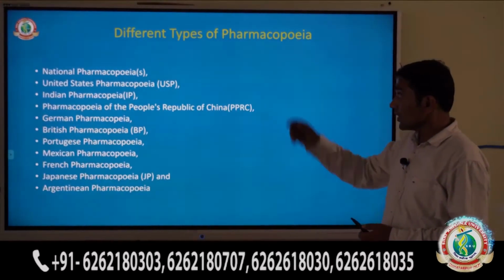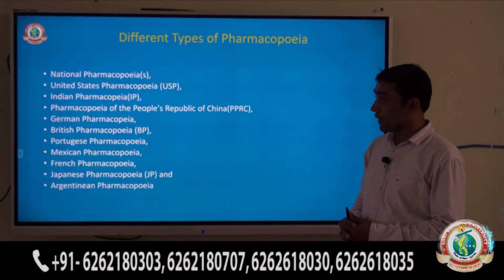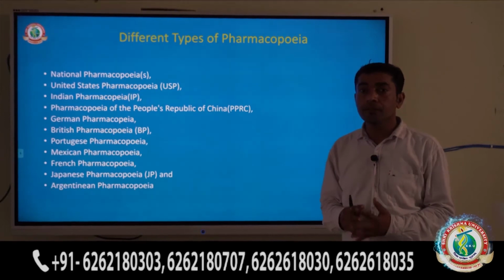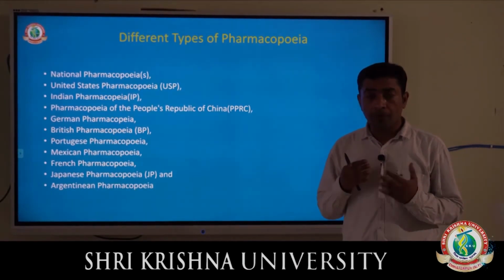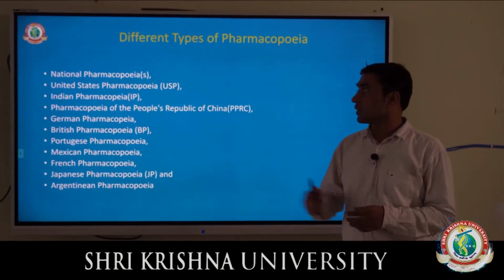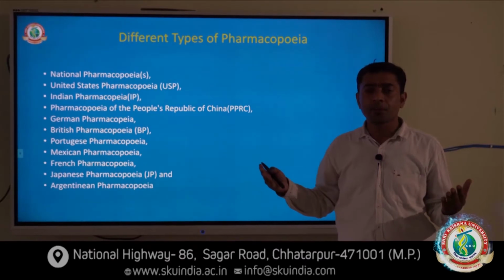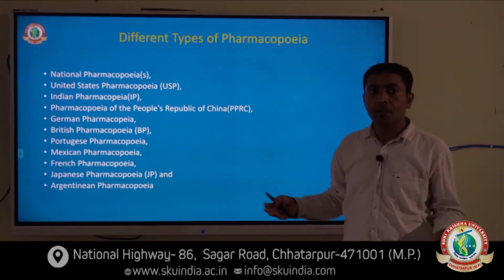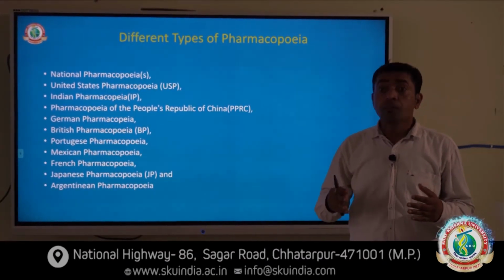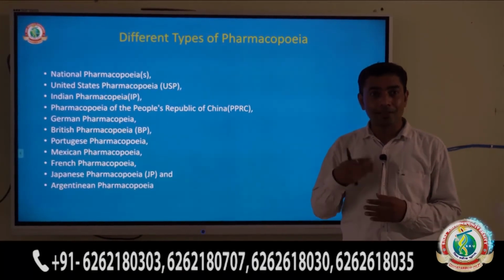Next are the different types of pharmacopoeia, which include the national pharmacopoeias. National pharmacopoeia means the pharmacopoeia of any country, any nation, so it is termed the national pharmacopoeia. It may be the pharmacopoeia of any country, but there are many countries whose pharmacopoeias are named after their countries.